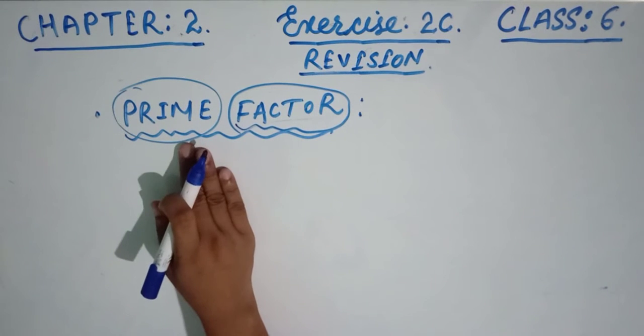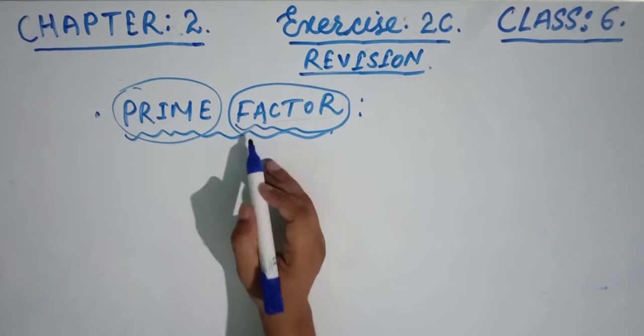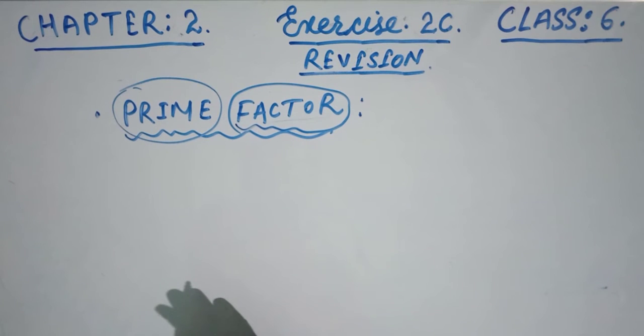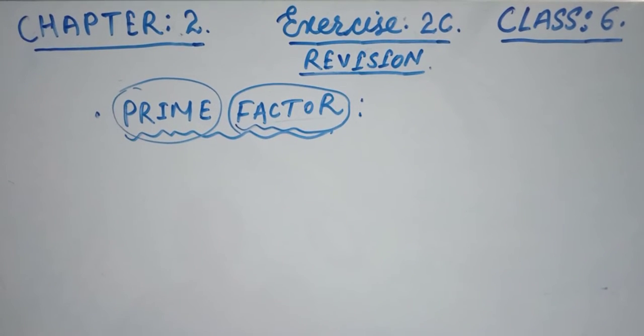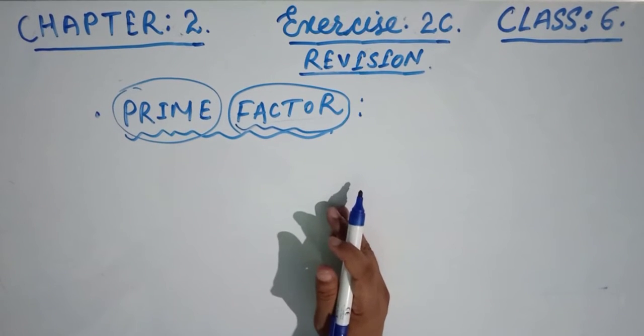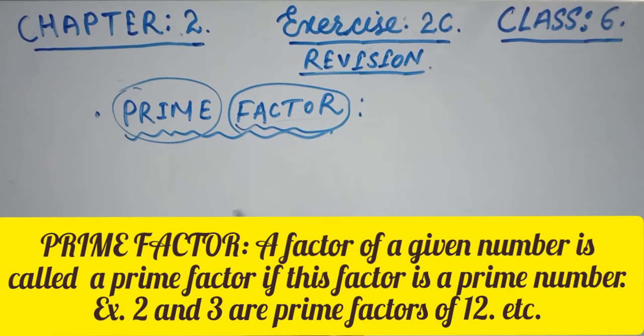So friends, what about prime numbers? Prime numbers are numbers having only two factors, one and the number itself. And what about a factor? A factor of a number is nothing but an exact divisor of the number. So here, combining the words prime and factor, very simply, any number can be factorized into primes. That is called the prime factor. Now a factor of a given number that is prime is called a prime factor.